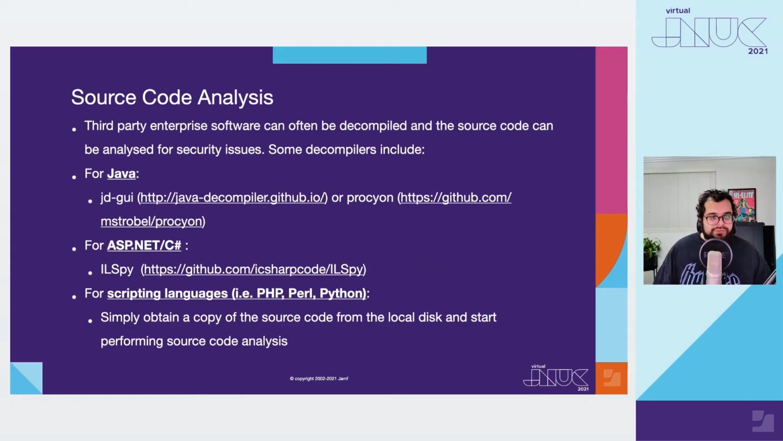Some of the tools that you can use to reverse engineer source code can be found here. For Java, there's a tool called JD-GUI or Procyon, which can both be used to decompile JAR files back to source code. For ASP.NET and C#, there's a tool called ILSpy, which can be found at the GitHub link, and can reverse DLL files back to C# or ASP.NET code. For scripting languages like PHP, Perl, and Python, you can usually just read the source code directly. You simply obtain a copy from the local disk and start performing source code analysis.